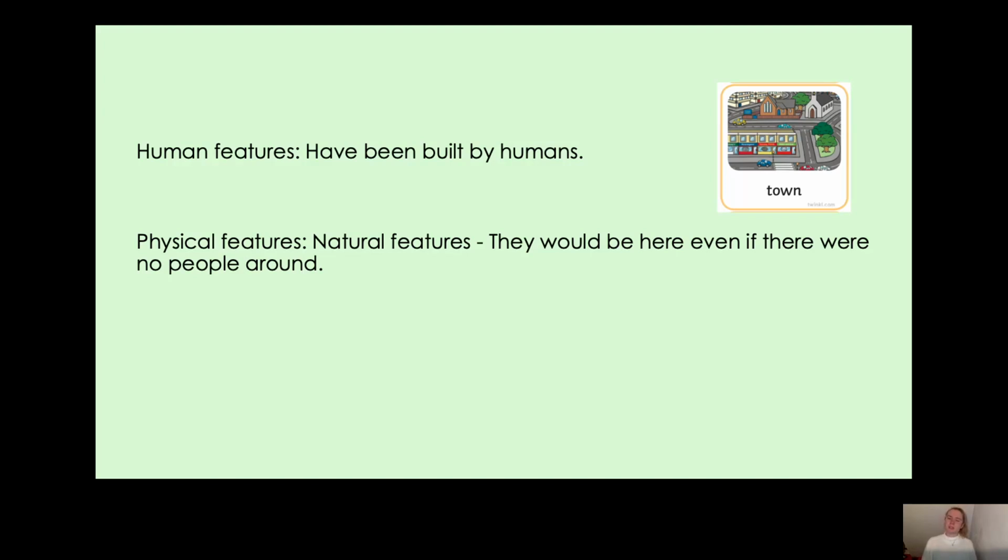Okay, so if that's a human feature, what's a physical feature? Well, a physical feature is the opposite.